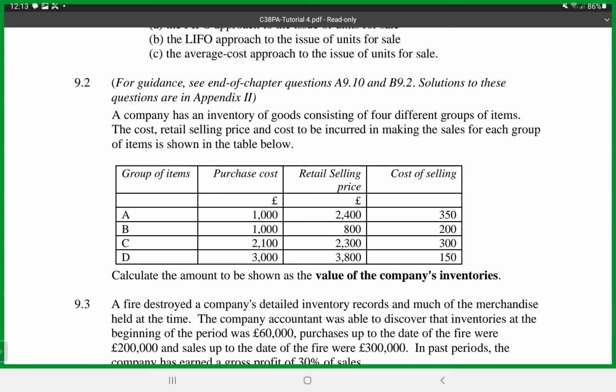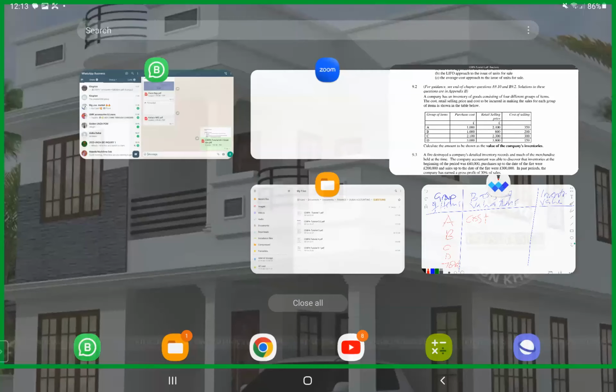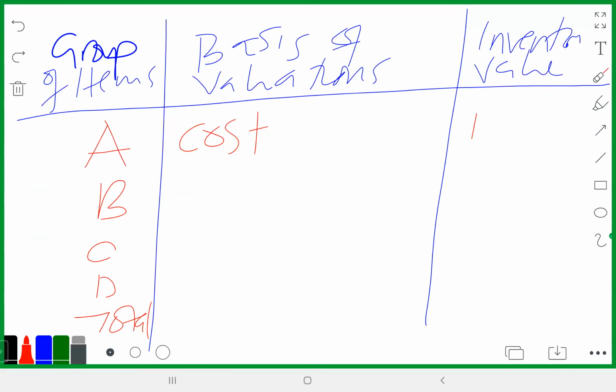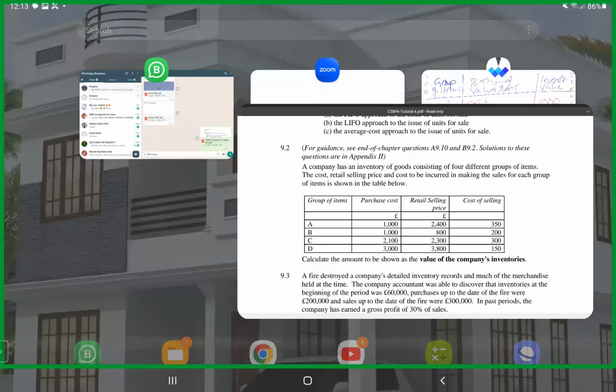That's the value that you put, the purchase cost. This purchase cost will be for the first item. You're not given the quantities of the items, so you assume this is one item, just item A. Okay, one item. So the purchase cost is what you put as the value of inventory. Is that clear? All right. So you put 1,000 on the value of what? Inventory.